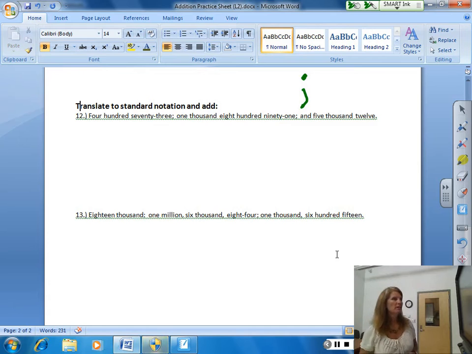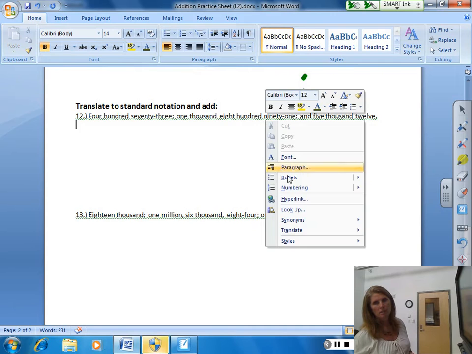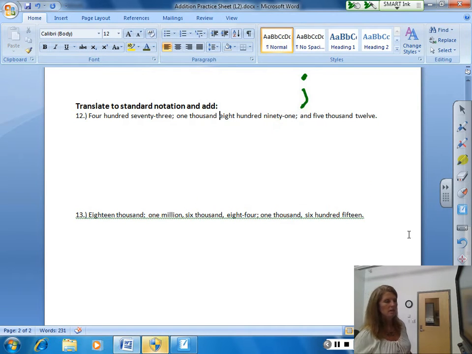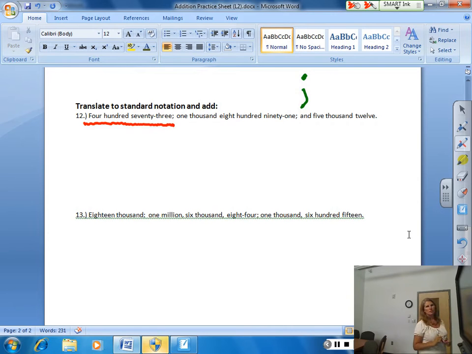So looking at this, it's too bad this is all green because that doesn't help. Get rid of that. When you look at this, you have 473, then there's a semicolon, that's the one number. 1,891, second number, and 5,012.